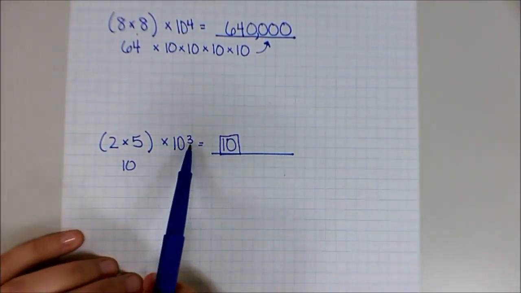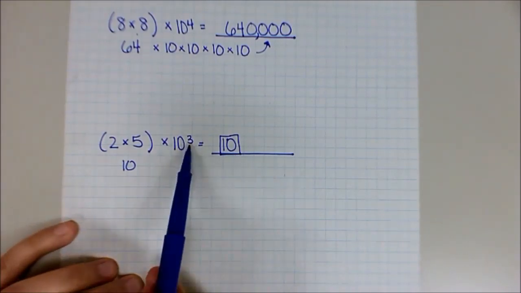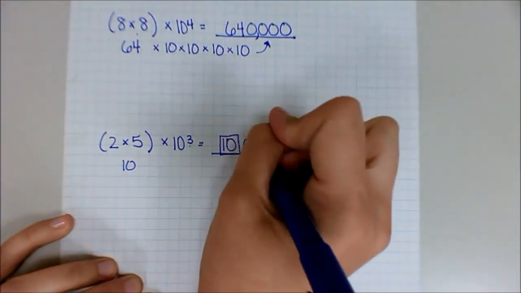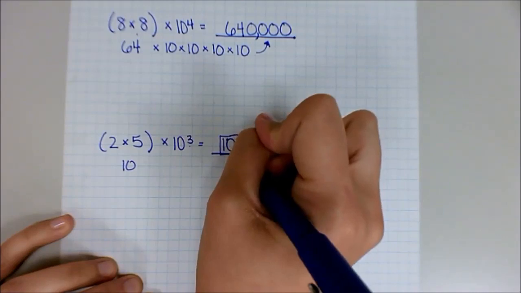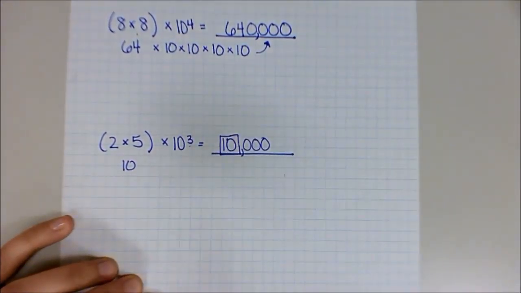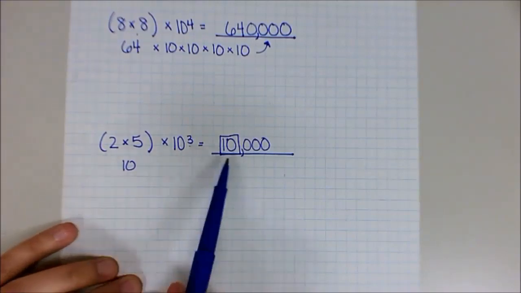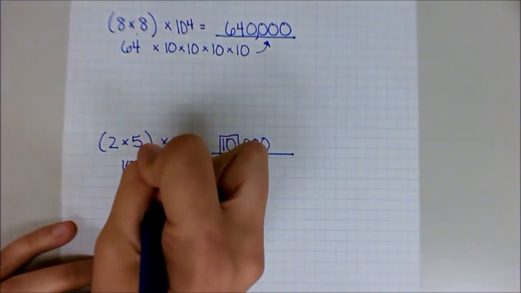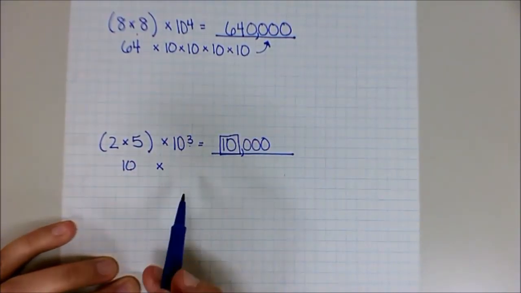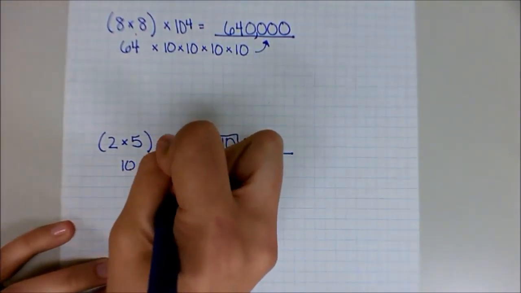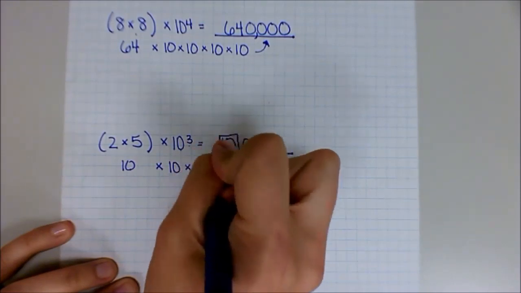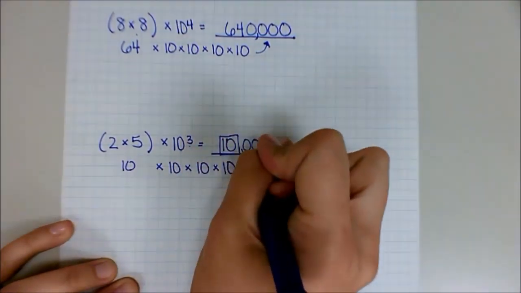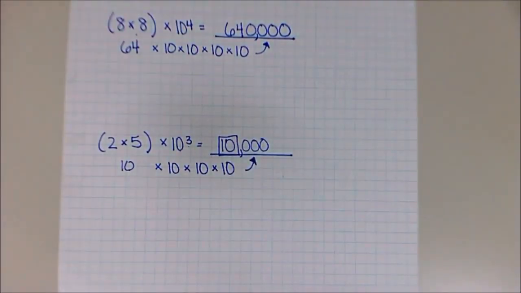So now I do my shortcut. Look to the exponent, which is 3, and that's telling me that I need to add 3 place values after the product of the basic math fact. So my answer now becomes 10,000, because this problem's really saying 2 times 5 is 10 times, I'm going to multiply that 10 3 times. 10 times 10 times 10. And that gives me 10,000.